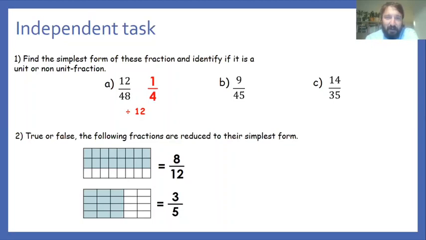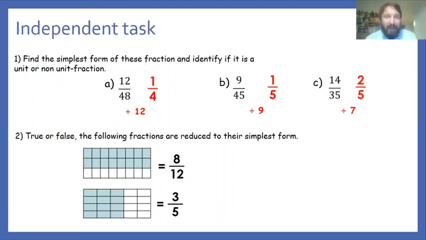Let's have a look at B. We would have done exactly the same process. You may have noticed the relationship between the 12 and 48 and the 9 and 45. We're going to divide 9 by 9 and 45 by 9, which would obviously give us 1/5. Then, slightly trickier, if we look at 14 and 35, if I know my times tables, I can see these can be divided by 7, and it would take us down to the simplest form, which is 2/5.